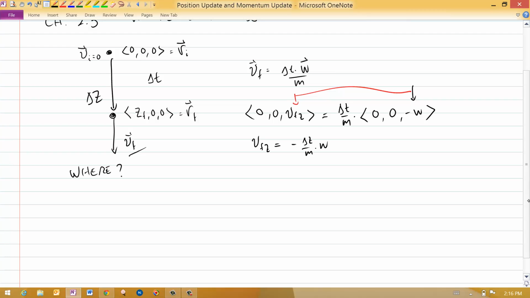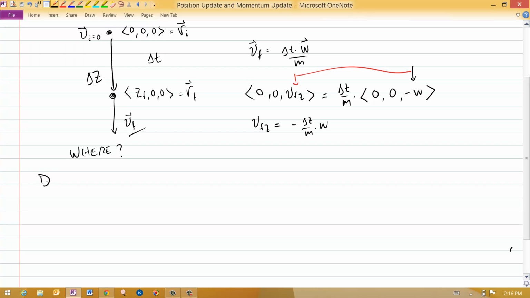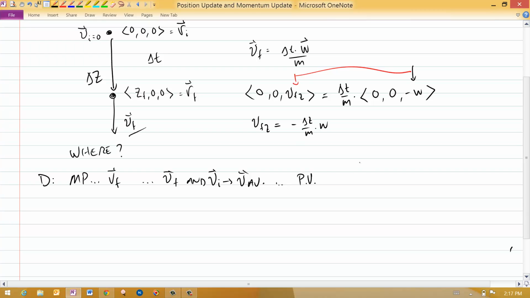So again, let's look at the problem-solving rubric. The director says, well, the momentum principle is the thing that tells us what is the final velocity, v final. Once we know v final and v initial, we can find v average. This is going to be an approximation, but under conditions in which the force changes at a constant rate, the average velocity is just the algebraic average of the initial and the final velocities. And once we have the average velocity, then we'll use the position update idea to tell us what our r final is, and that will tell us how far the object has moved.